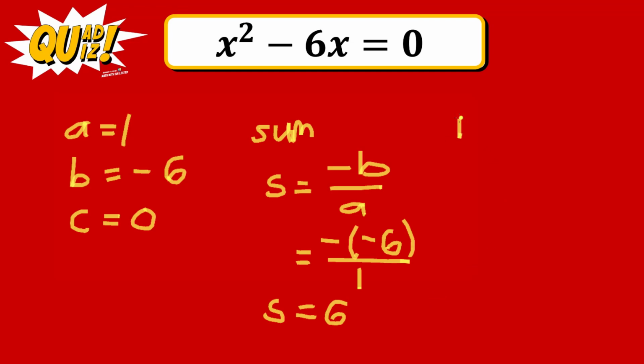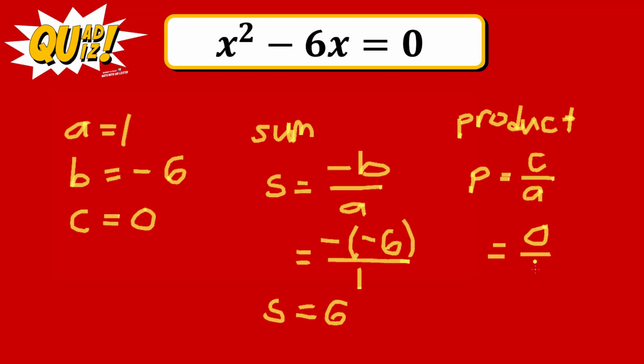Now for the product, we also have a formula that will be using the coefficients given. The formula, let's label it with P, is computed as simply C over A, or the constant C divided by the coefficient A. So let's plug in the values. C is 0 and A is 1. Therefore, the product of our roots without even solving them is equal to 0.